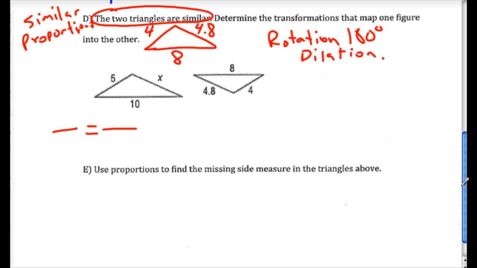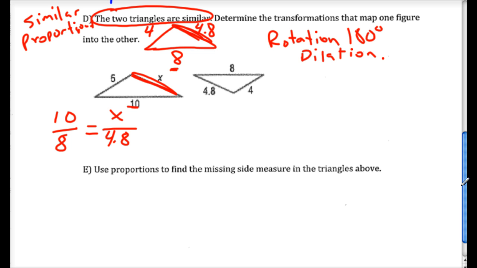So, can anybody set up a proportion using the variable x in your proportion? There's a bazillion of them that work. Tara, give me one. 10 over 8 equals x over 4. Okay. She went 10 over 8 equals x over, not 4, I think 4.8, because the x actually corresponds to the 4.8 side because it was a rotation. That make sense? Yeah. Okay.